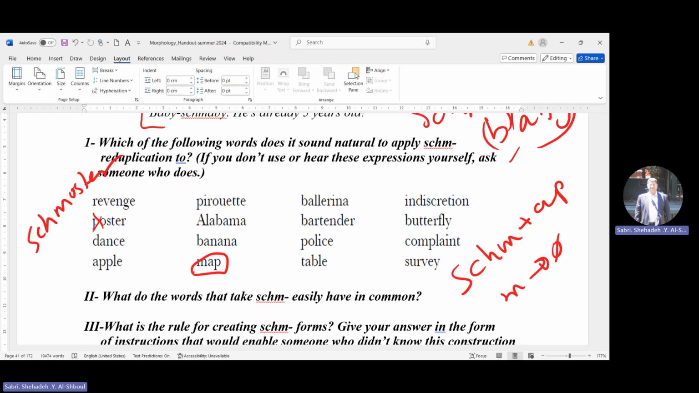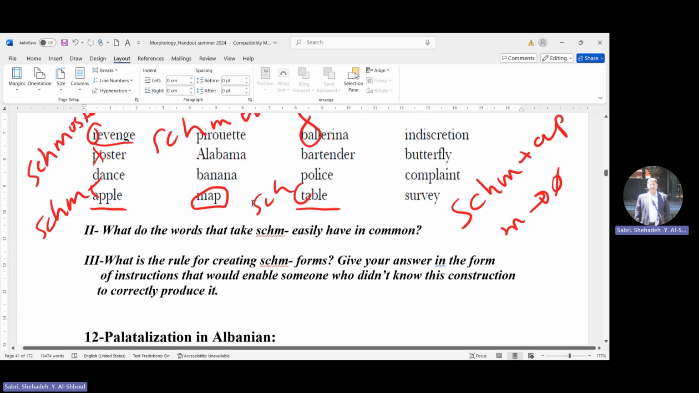But with, for example, table also, we have shmable, the same, it is t that deletes, right? With apple, it begins with a vowel, so we just add shm to be shmapple, right? With revenge, for example, I would say shmevenge, maybe. Even here, we notice that the sound r is deleted. So typically speaking, it is a part of the morph, a part of the word. The initial part of the word is deleted. And this shm is a part of reduplication.